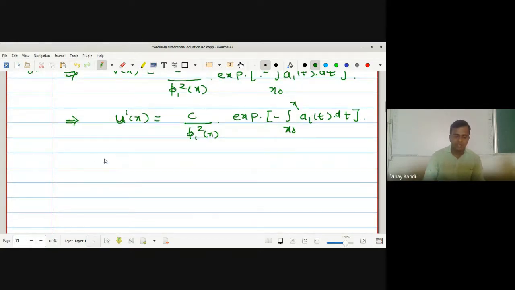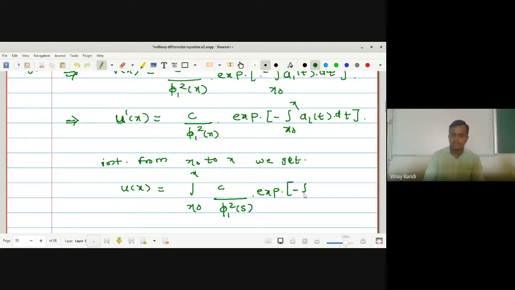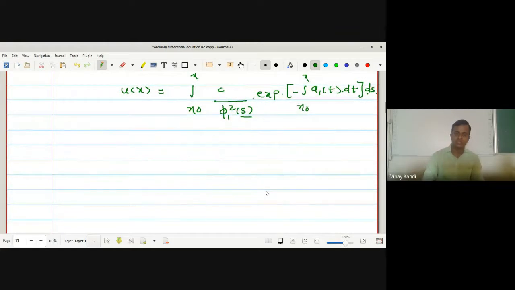Now again integrating from x naught to x, we get here u of x, which is equal to integration x naught to x c upon the variable change phi 1 of phi 1 square of s, so exponential of this term is as it is, x naught to x a1 of t dt, and here the variable is s, so here we get ds. Any doubt? No, sir. This is the u of x.